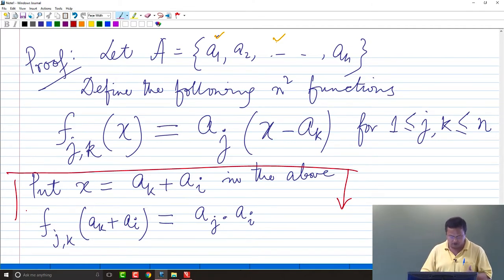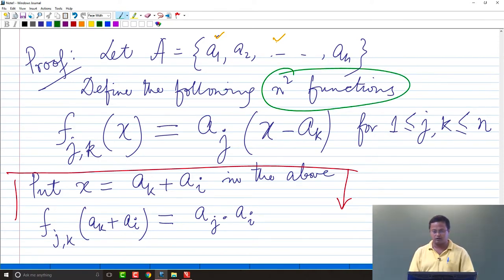So, what I do is I plug in x equals to a k plus i. j k is a pair. So, you look at all pairs, forming lines like this. How many? Look at all possible pairs. Fine. So, you are forming n square such functions. So, n square such lines, right? What is the property of each line? Mind you, what I wanted is that each line should contain at least some many points.